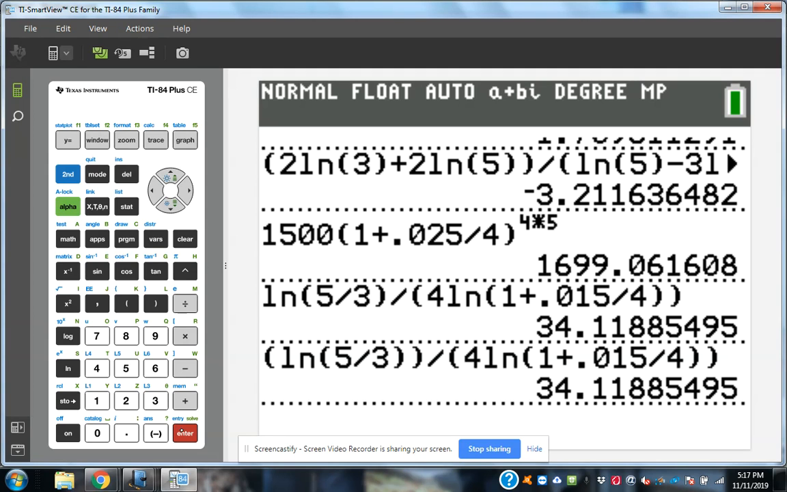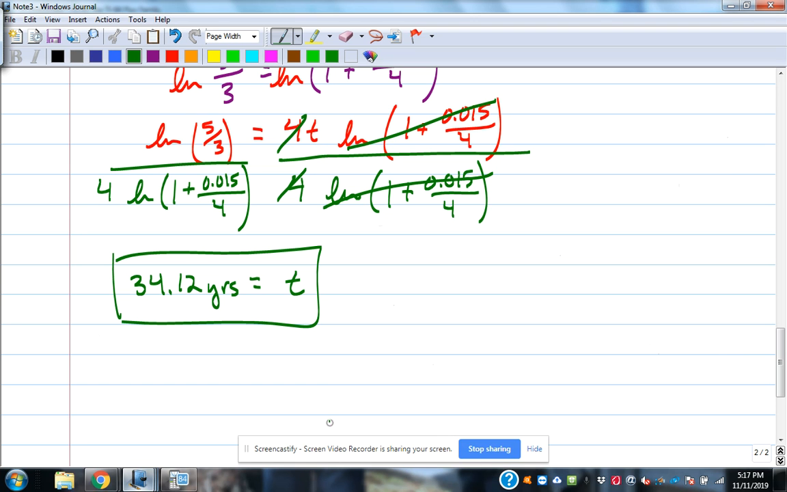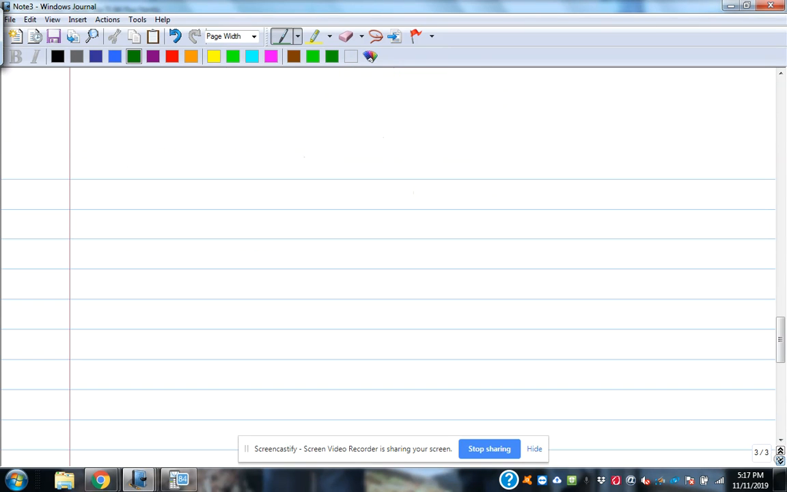So being able to find the time that it takes to make an account worth a certain amount is what we're using that for. And it's just using the experience that we have from other equations to get us there. Let's look at continuous interest.